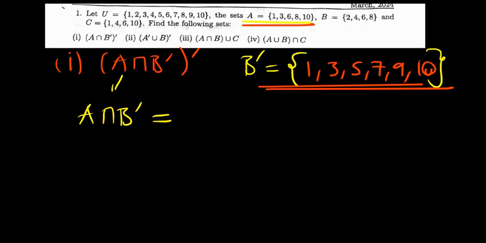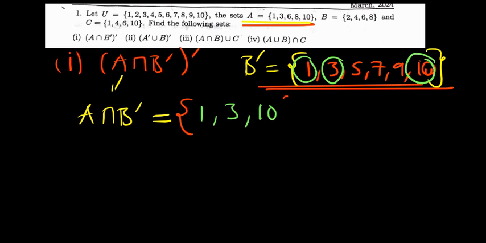So let's try to identify the common elements between the two sets. I can see 1 is common, I can see 3 is common, I can see 10 is common. Is there anything else that I've omitted that's common between A and B complement? Have I omitted anything? Okay, so we found A intersection B complement.